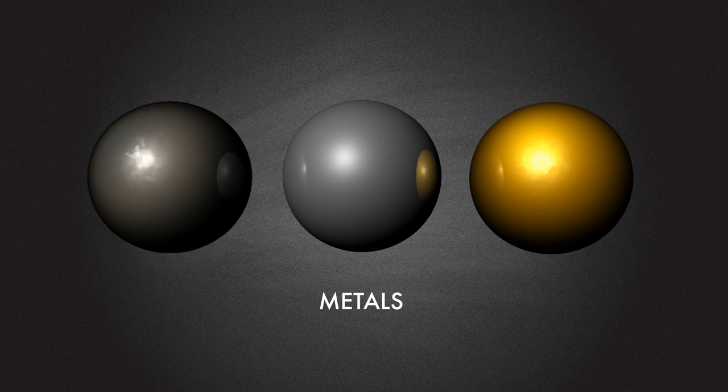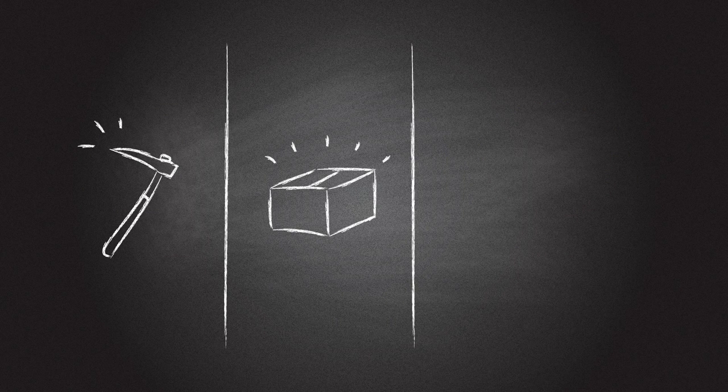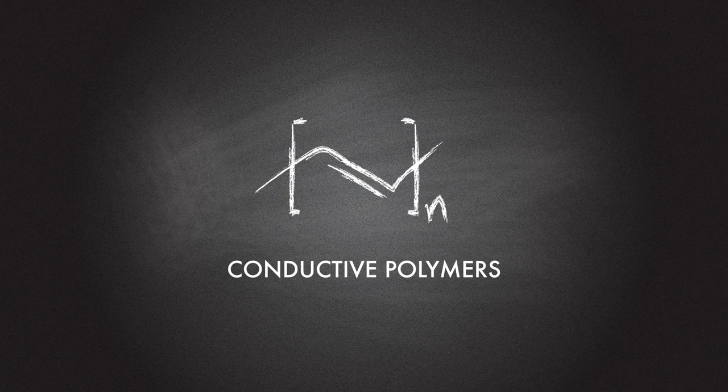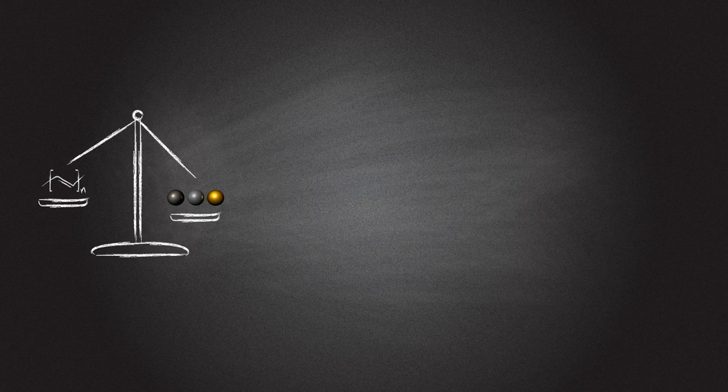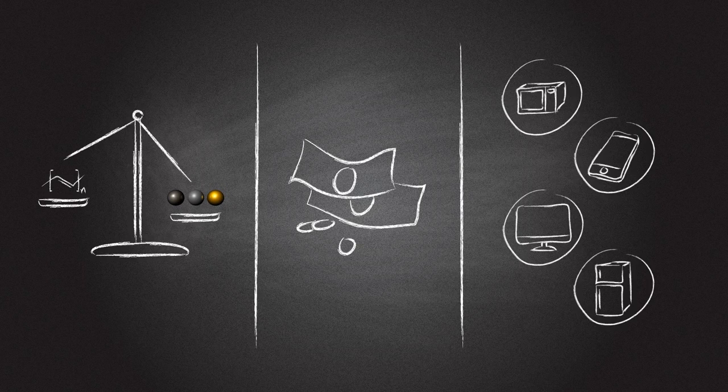While metals are generally the best conductors we have available today, there are many downsides to their use. Mining, shipping, and processing metals is expensive. Conductive polymers are attractive alternatives because they are lightweight, cheap, and functionally versatile. So how do these conductive polymers work?